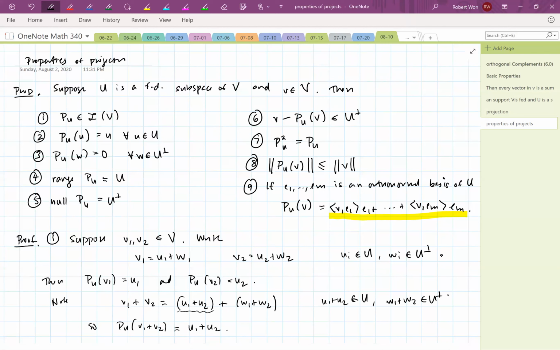Which means that this is equal to this plus this, which is exactly what you need to show that a map is additive. So PU is additive, and you should check homogeneity.